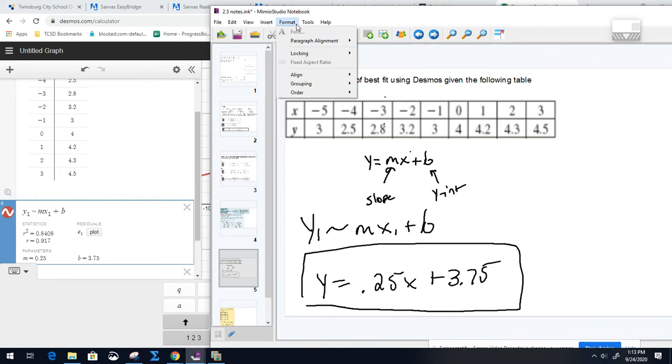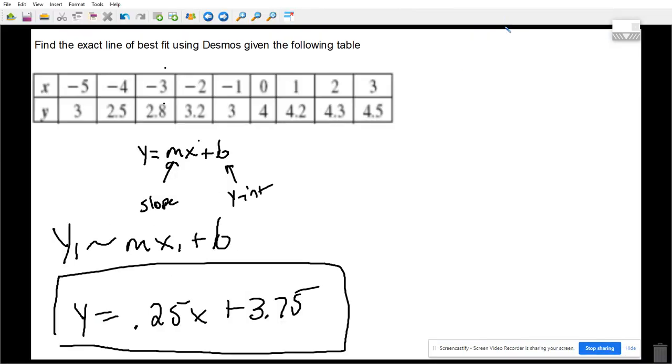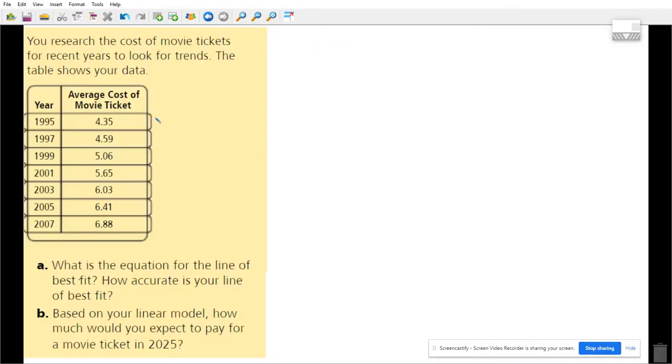Okay, so we're going to go back to Desmos here in a second to do another problem. So let's look at this next example. It says you research the cost of movie tickets for recent years to look for trends. The table shows your data. So the key is, these are my x values, these are my y values.